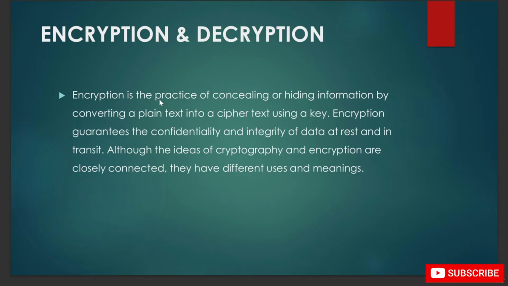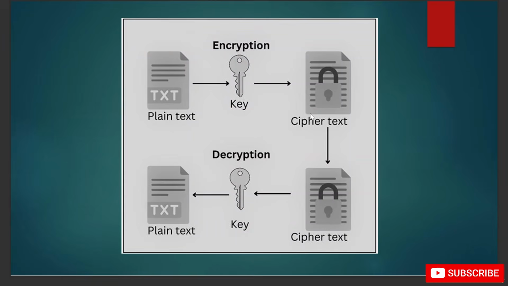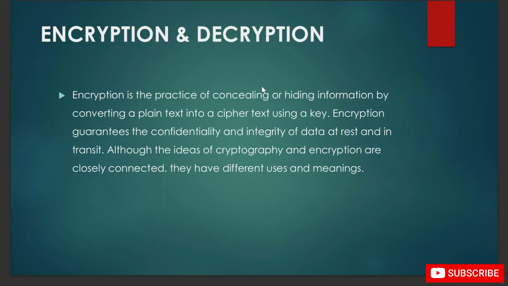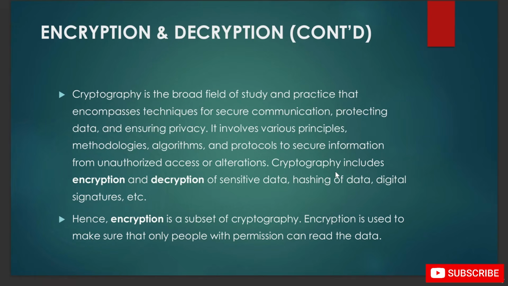Now, encryption is a practice of concealing or hiding information by converting a plain text into a ciphertext using a key, just like we have here. Encryption guarantees the confidentiality and integrity of data at rest and in transit or in motion. Although the ideas of cryptography and encryption are closely connected, they have different uses and meanings. Now, let's look at that.